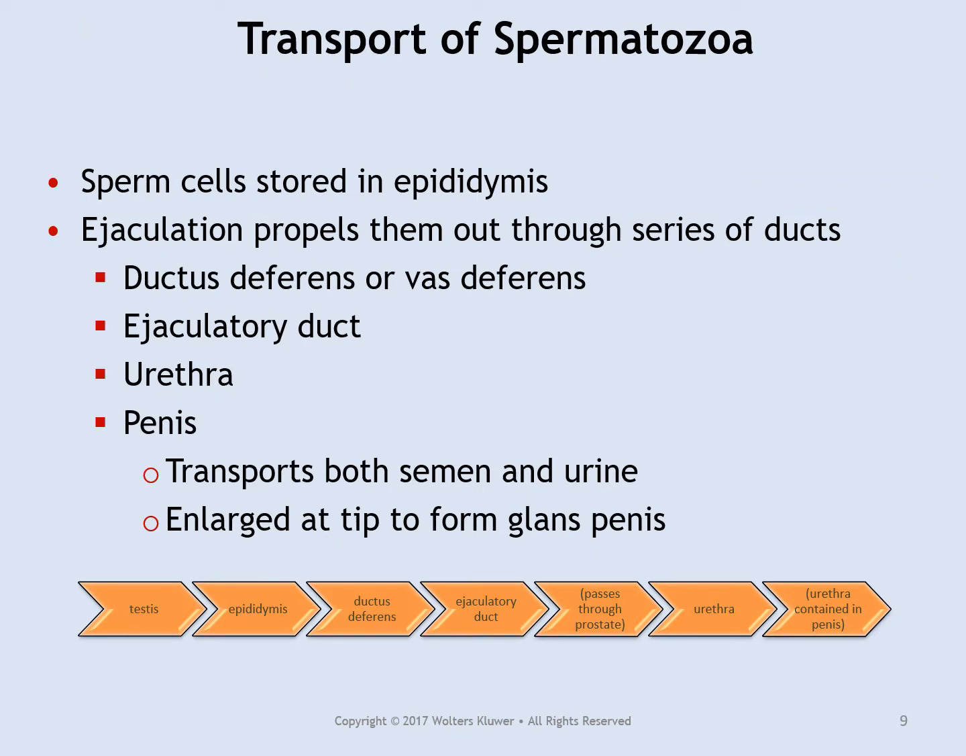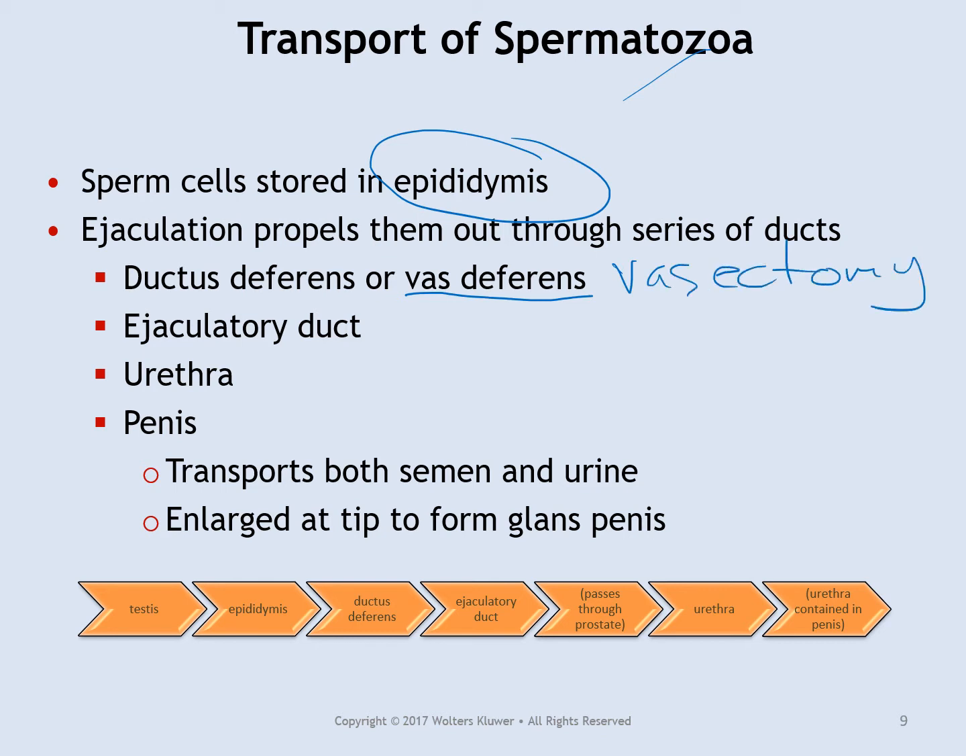So, like I said, sperm cells are stored in the epididymis, and then at ejaculation are propelled out through a series of ductwork that will take them from the scrotum to the outside world. First via the vas deferens, also called the ductus deferens. This is a place where we do vasectomy.